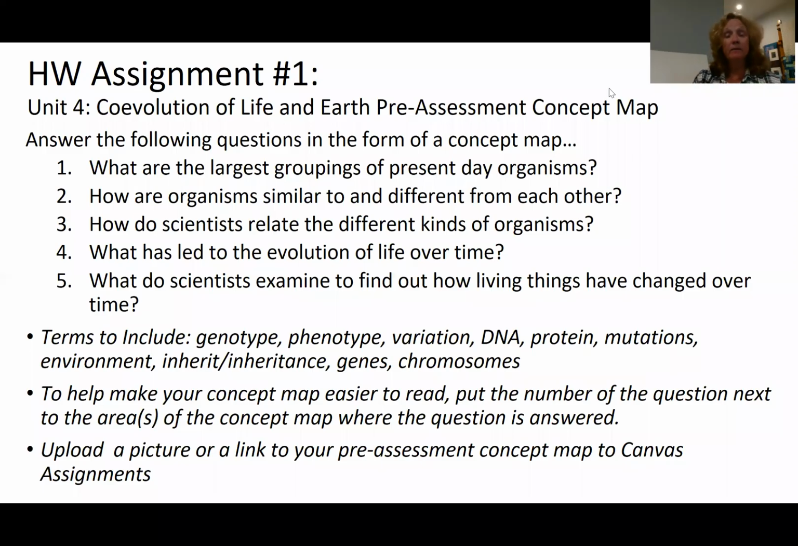Okay, so again, at some point I would go ahead and just stop this and work on your concept map now. Why? Because again, the whole purpose of a pre-assessment concept map is for you to self-evaluate yourself.